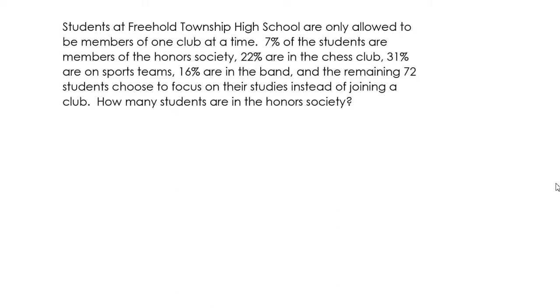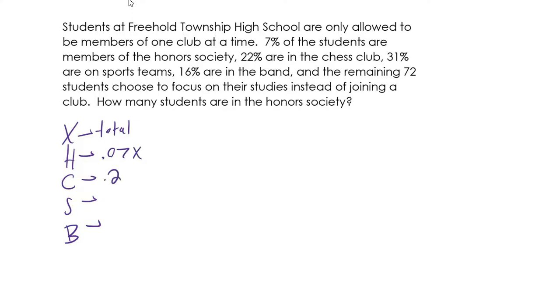Right now is a great time to pause this question and make sure that you know how to do the question. So here we have a total number of students. Then we have some kids who are in the Honor Society, some are in the chess club, some are on sports teams, and some are in the band. And by the way, there are 72 students left. So 7% is 0.07 of the total. 22% is 0.22 of the total. 31%, 0.31 of the total. And 16%, 0.16 of the total.